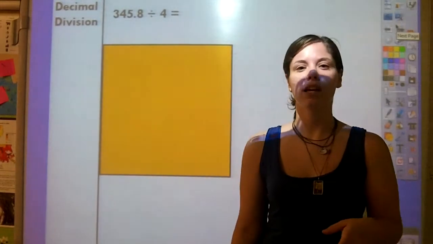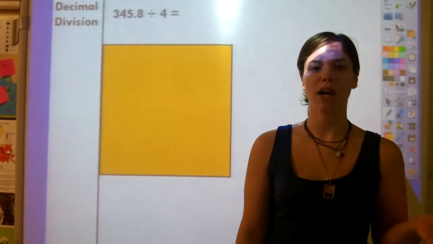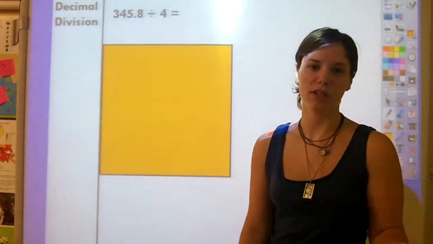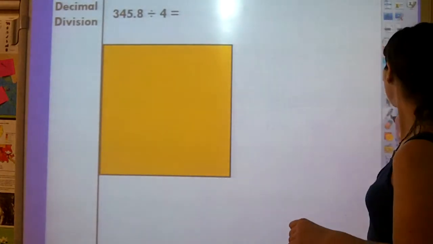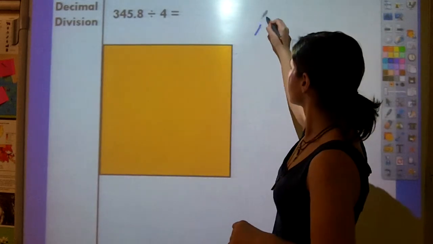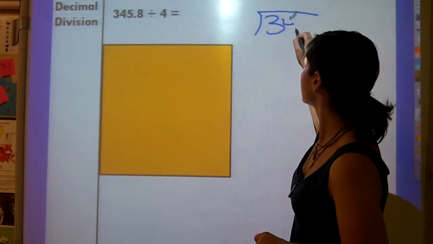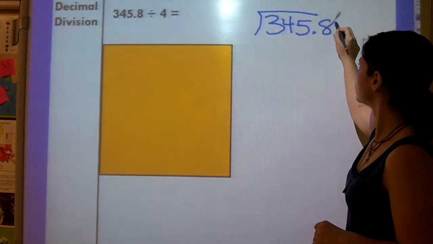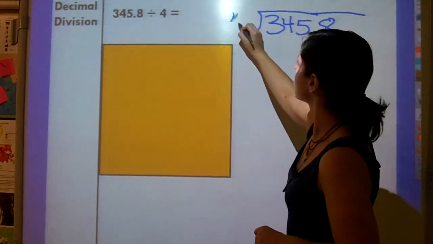We're doing the same thing today that we did yesterday. We're going to practice dividing when we have a decimal in our dividend. The first number goes inside the house, the second number goes outside. You can stay nice and neat here.